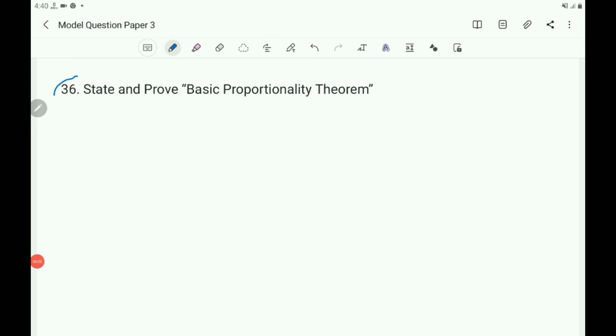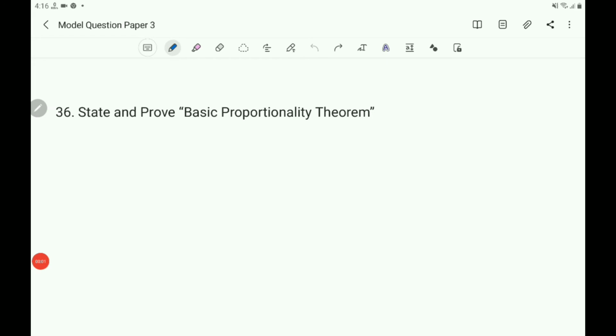Now the question number 36, state and prove basic proportionality theorem. You know that basic proportionality theorem is also called Thales theorem. Now what is the statement of the Thales theorem or basic proportionality theorem? Let us write the statement and also let us prove that theorem. Write the statement of basic proportionality theorem.